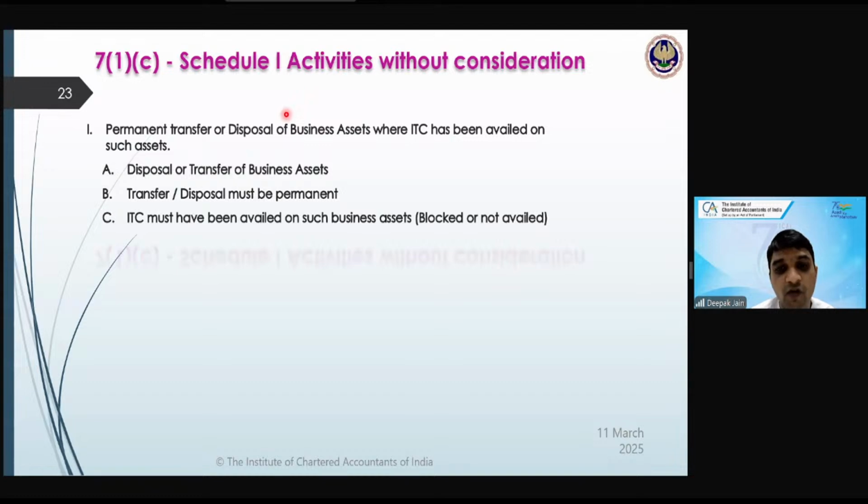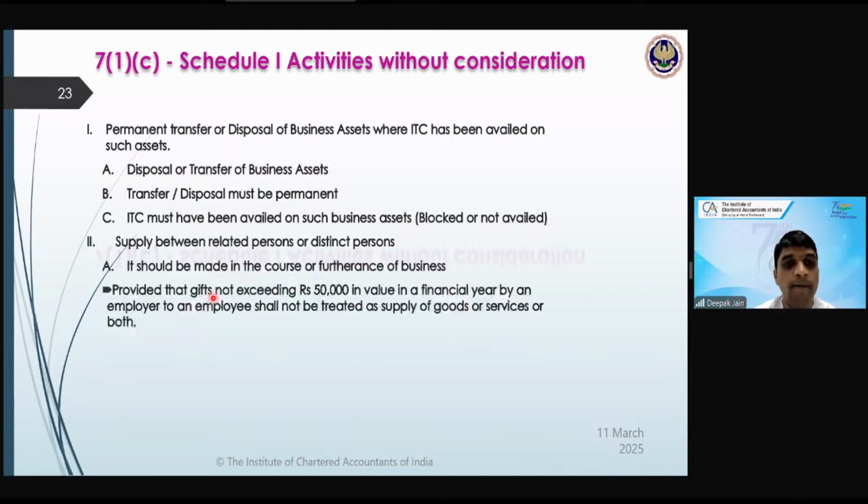Okay, we have completed till no claim bonus. Very good. We'll continue that. So we'll just do a brief over here and then go to no claim bonus. Perfect. Then supply between related persons or distinct persons.